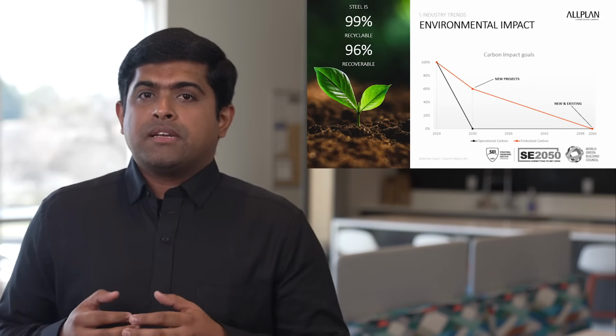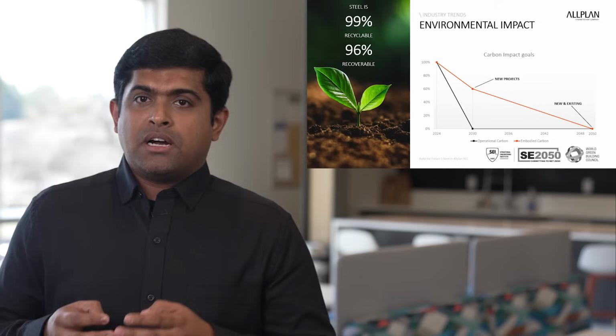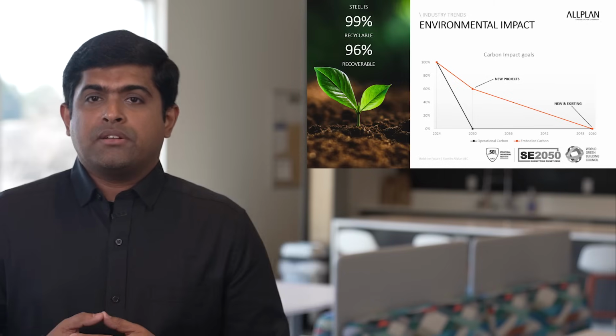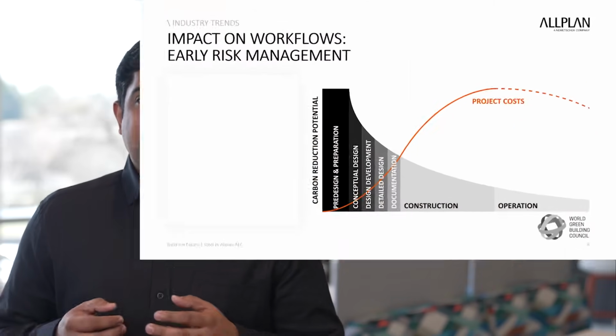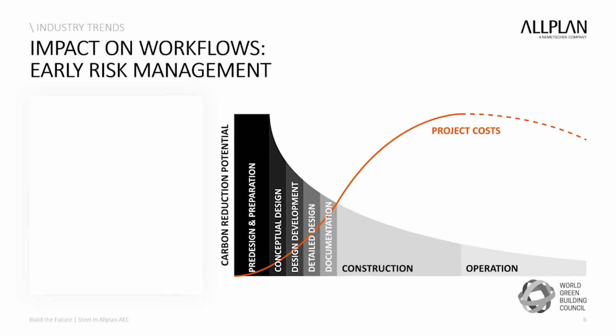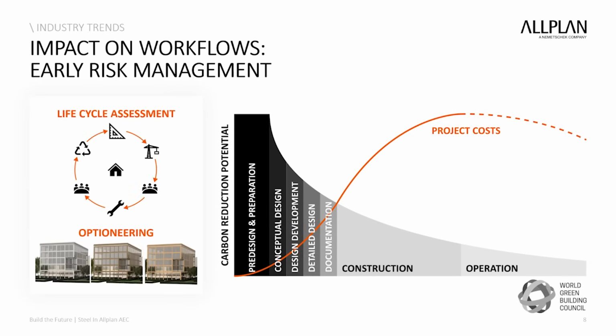The fact that steel is almost 100% recyclable and 96% recoverable makes it an attractive material for sustainable construction. It comes as no surprise that these indicators are pushing project teams to mitigate risk by moving lifecycle assessment and optioneering, or the study of aesthetic, structural, and functional alternatives, to the earliest stages of planning and design development, where the cost of making such changes is the cheapest and the potential to reduce carbon impact is the highest.